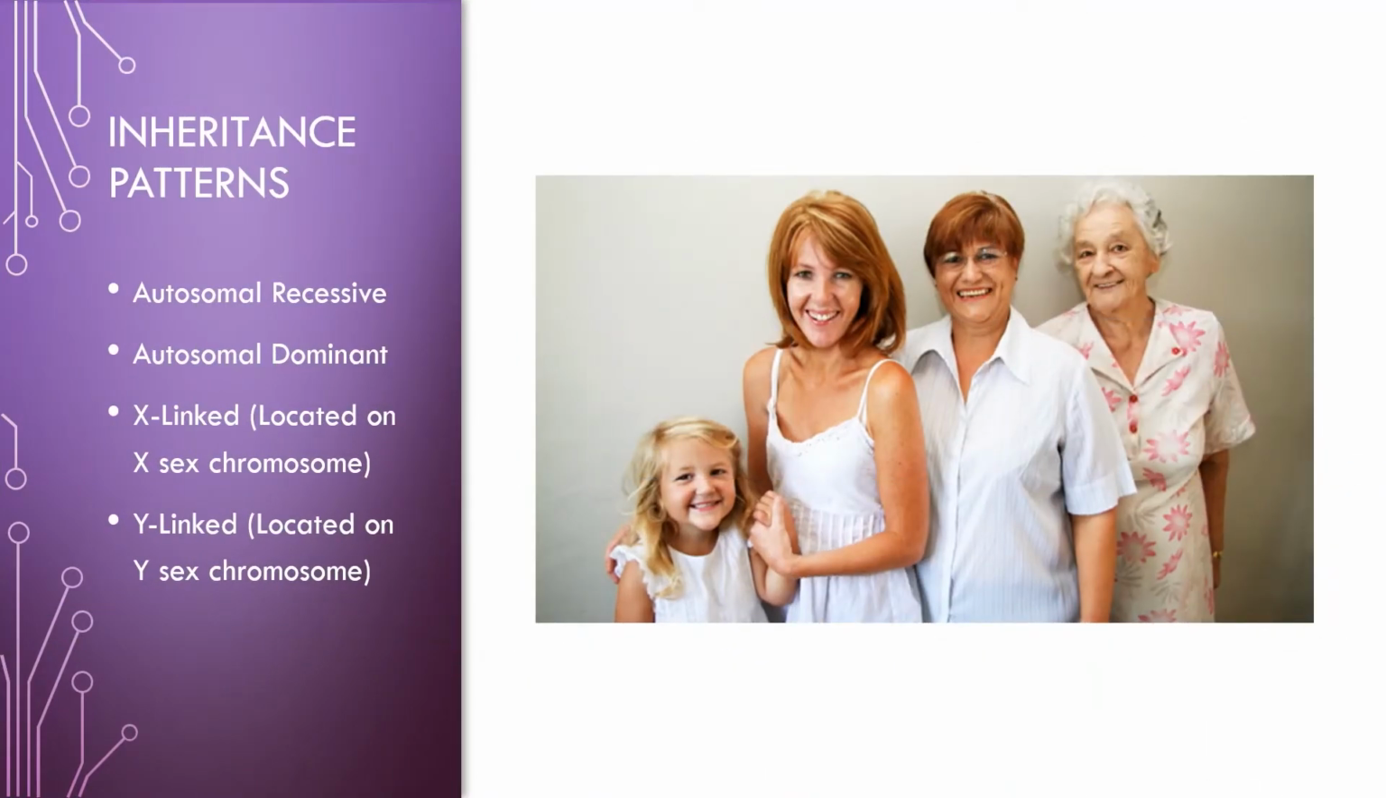All right, so inheritance patterns. So here we have a family, a daughter, mother, grandmother, and great-grandmother. There's 4 main kinds of inheritance patterns, for at least understanding the basics of biology. There's autosomal recessive, autosomal dominant. So again, autosomes are chromosomes that are not sex chromosomes. And then there's X-linked inheritance, which is where the trait involved is located on the X chromosome. Then there's Y-linked, where the trait involved is located on the Y chromosome.